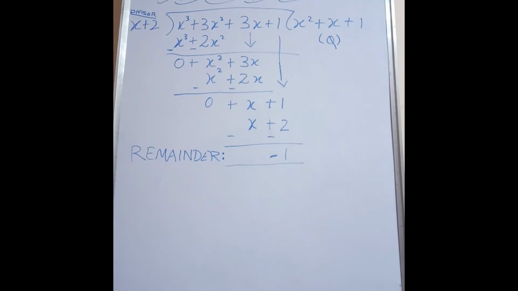Now again we'll find a term which is multiplied by the first term of the divisor and gives us the first term of the dividend. So here we got 1, which gives us x plus 2. Here we'll again opposite the signs and get the answer minus 1, which is our remainder.